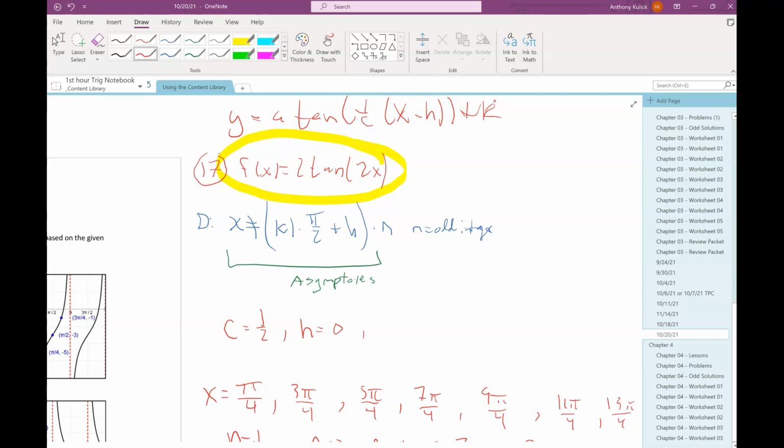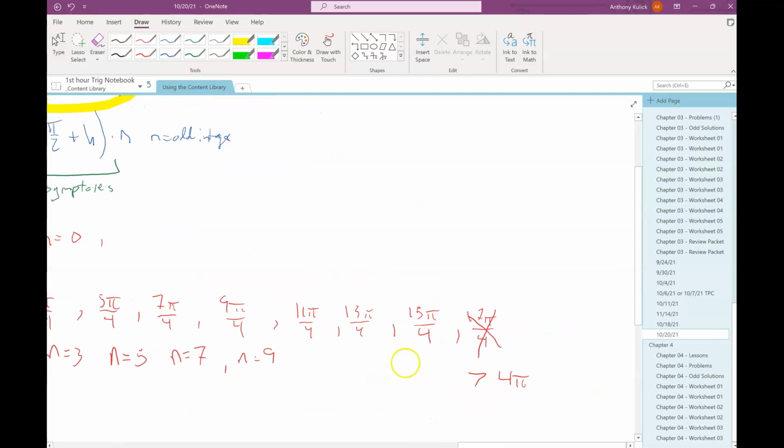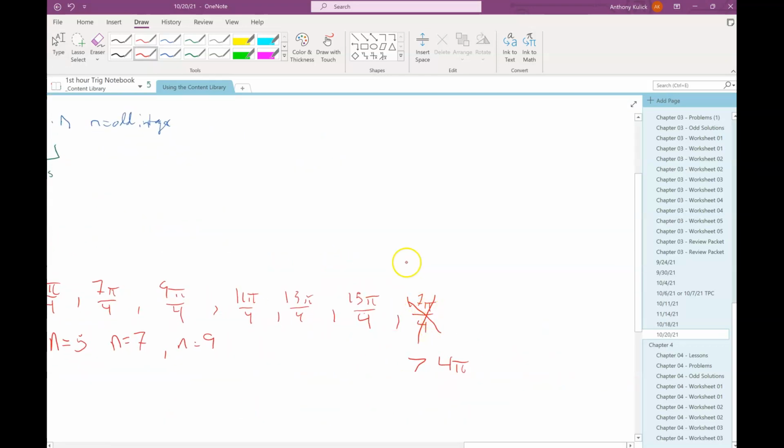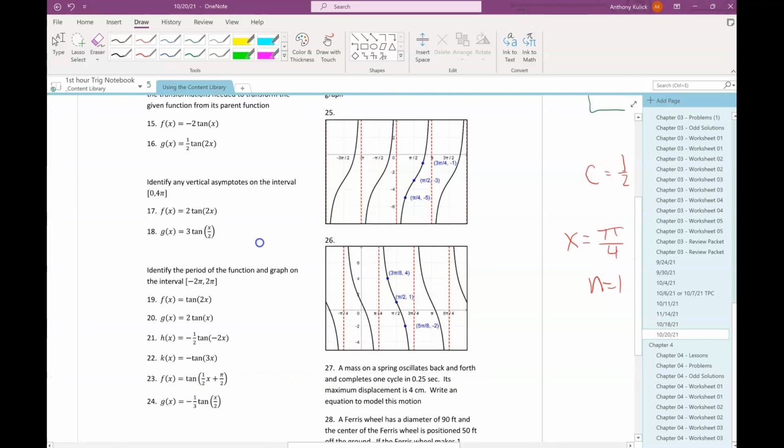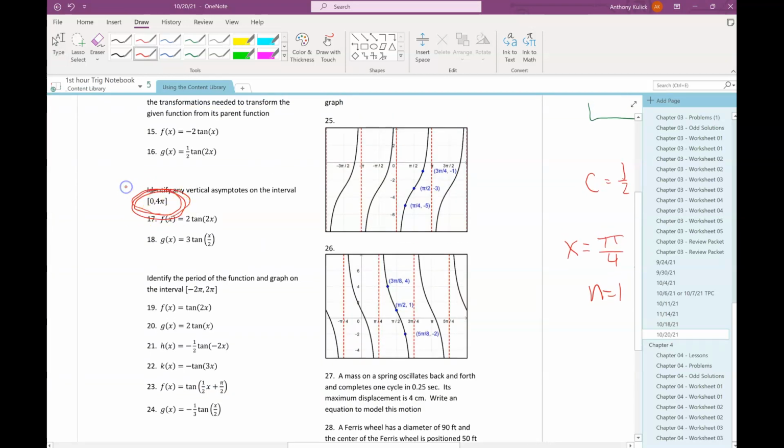Lily, why do you stop at 17 pi over 4? If I went up to 17 pi over 4, that's 4.25 pi. And the question only wants the asymptotes between 0 and 4 pi. So 17 pi over 4 is just too big. It's beyond what the question is asking for. It's still an asymptote, but it's outside of the range that we're looking for them on. Does that make sense? Yeah.